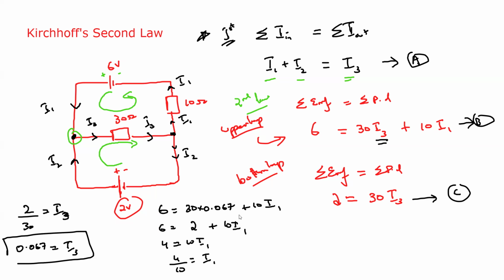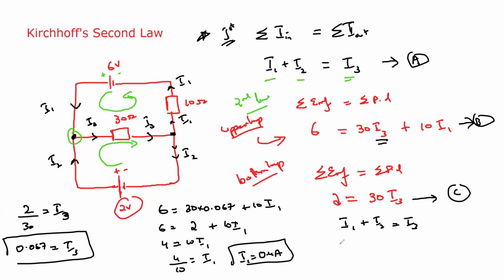So 0.4 we will get. So I1 is equal to 0.4 ampere. We got the value of I1 and I3, and now we need I2. If we need I2, we'll use the first equation. What is the first equation? According to the first equation, I1 plus I2 is equal to I3.